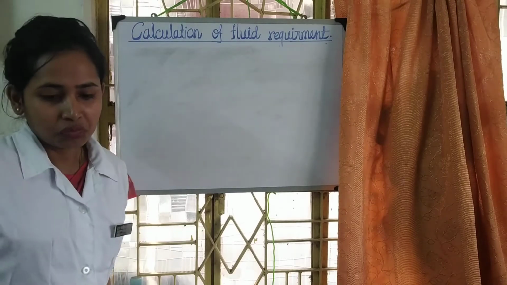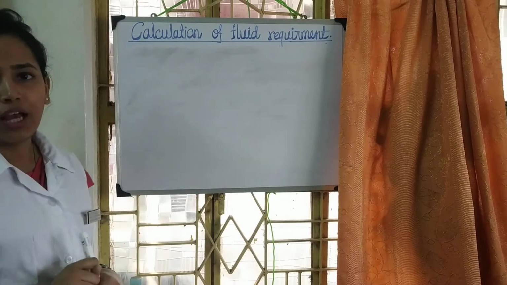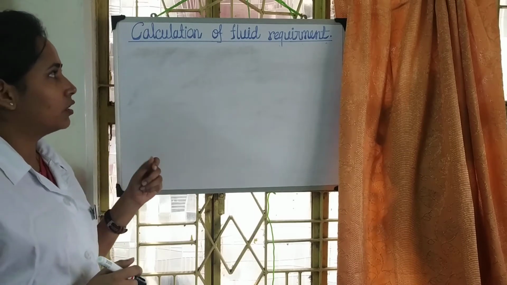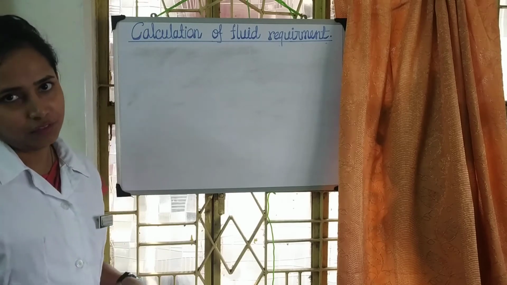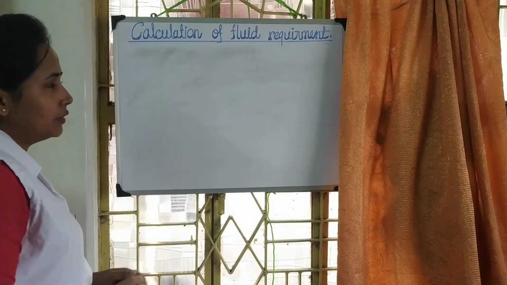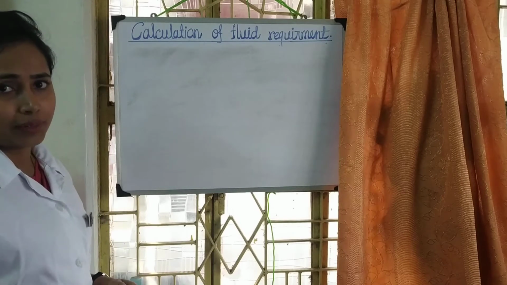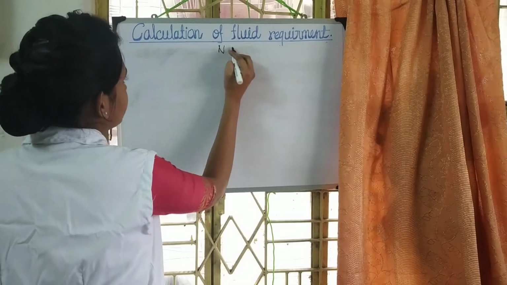Calculation part. This is a very important topic because clinically you should know this concept very well: how to calculate IV fluid in the shock patient, and in the mild, moderate or severe dehydrated patient. There are many IV fluids present in the market, but here I am going to talk about the very important IV fluid, that is normal saline.